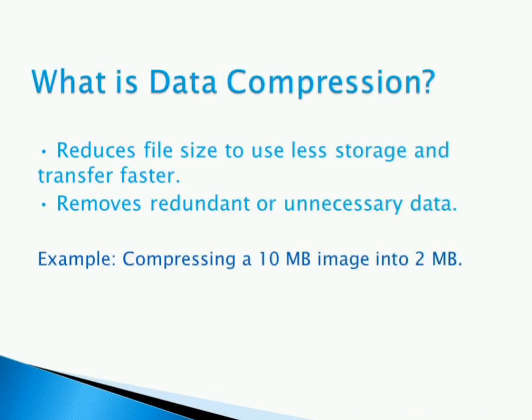So, what exactly is data compression? Imagine you are packing for a trip. You have a huge pile of clothes but a small bag. What do you do? You roll, fold, and squeeze them tightly to fit more. That's exactly what computers do. Data compression reduces file size by removing unnecessary or repeatable data, so we can store and share things faster. Example, a 10 MB image can be compressed into 2 MB. Same photo, smaller size.